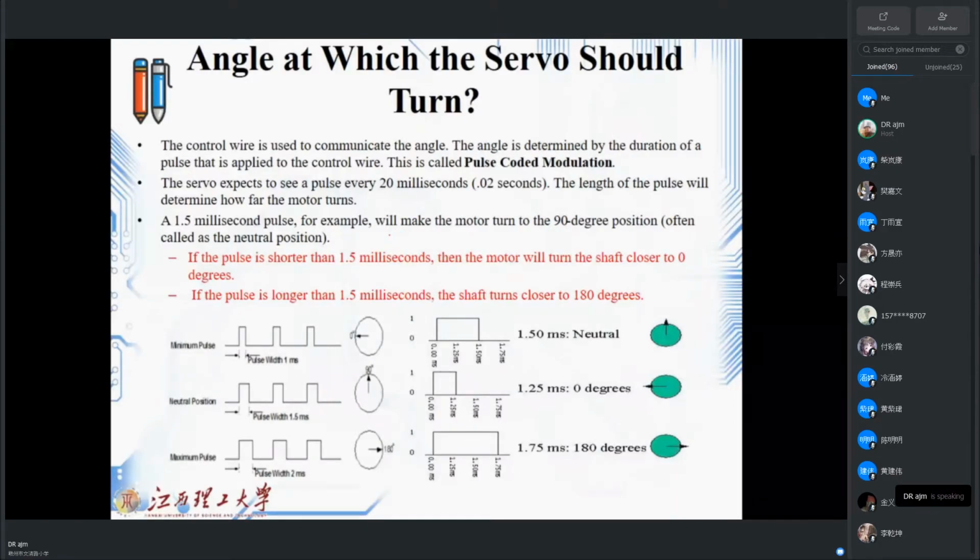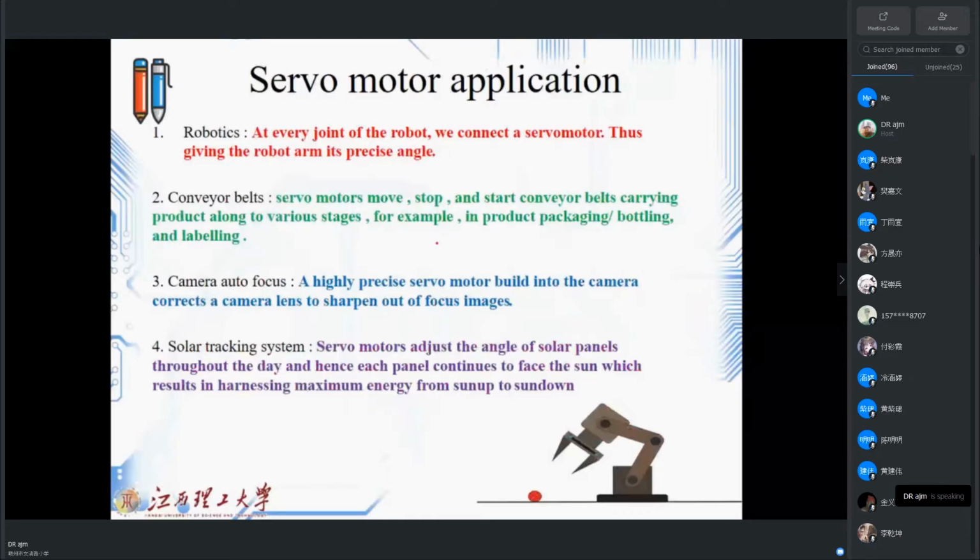Okay, let us see then. That was the mechanism. Let us see some application for our servo motor. We can have lots of application in robotics world. At every joint of the robots, we connect some servo motor, thus giving the robot's arm its precise angle. We can use them in conveyor belts as two servo motors move, stops, and start the conveyor belts carrying product along to the various stage. For example, in product packaging, bottling, and labeling job.